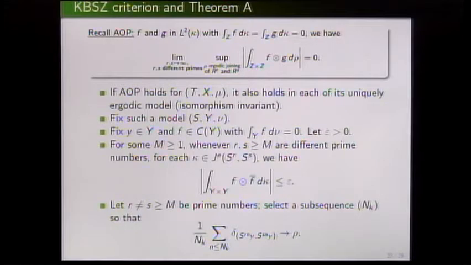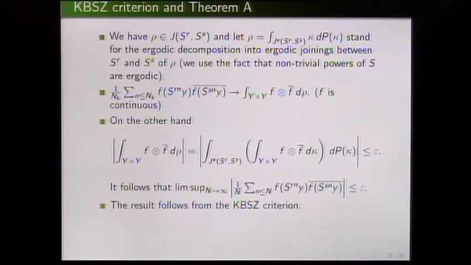Now, because of our assumption, we know that the value of this integral is small, whichever ergodic joining we take. On the other hand, once this y is fixed, we look at these Dirac measures. We are considering the product transformation S to the power r and S to the power s, and we are just looking at the orbit. This is a sequence of measures in a compact space, so along a subsequence it converges. Let's look at the limit.